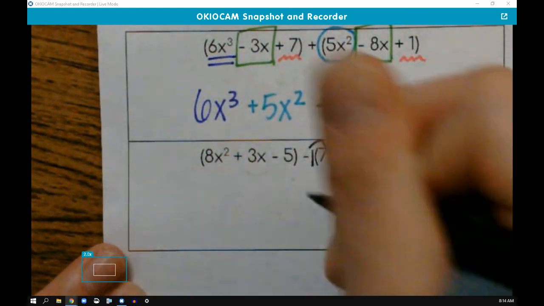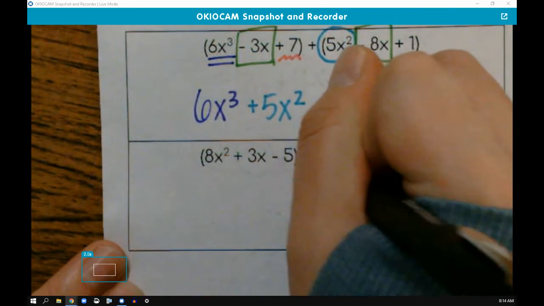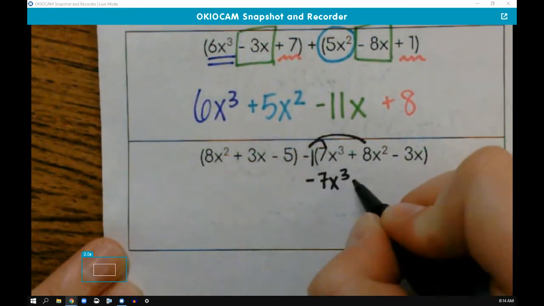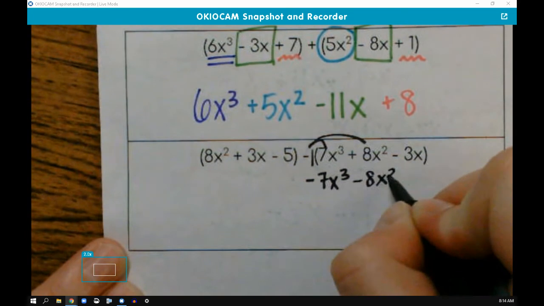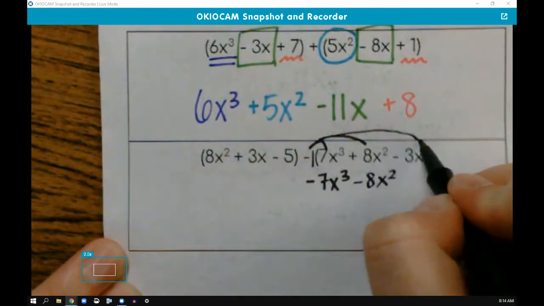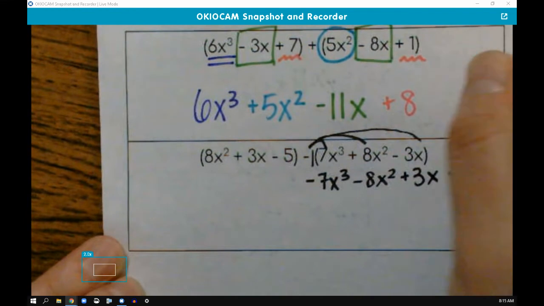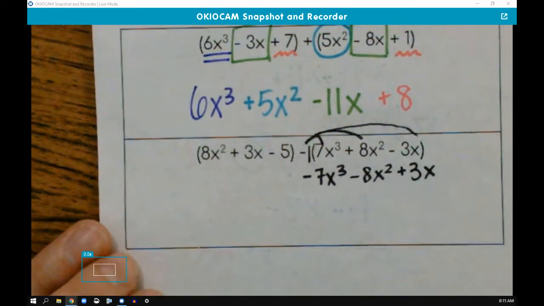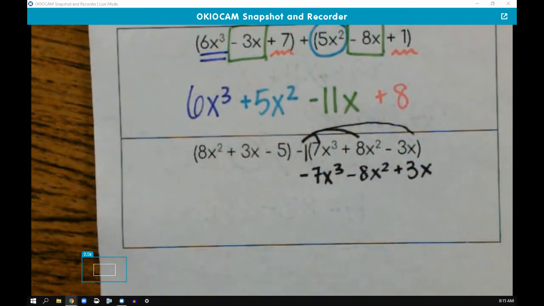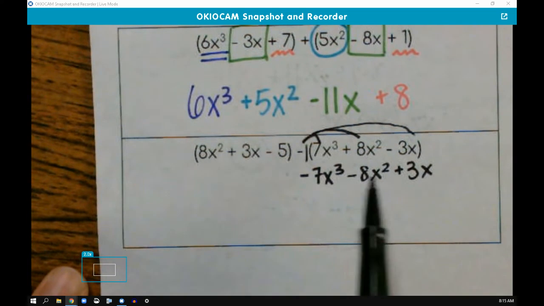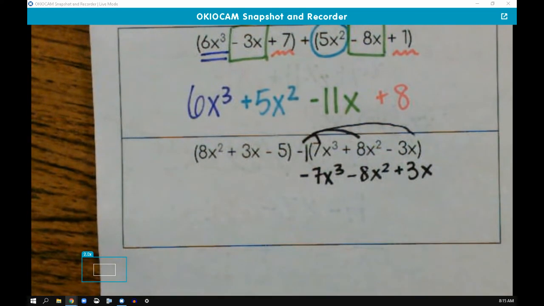So negative 1 times 7x cubed is going to be minus 7x cubed. Negative 1 times 8x squared is going to be minus 8x squared. And then negative 1 times negative 3x is going to be plus 3x. Let's go ahead and distribute that. Once you distribute, you can ignore that top one. You do these three with these three. It's also not always 3 and 3. It's just the way it is on your notes.